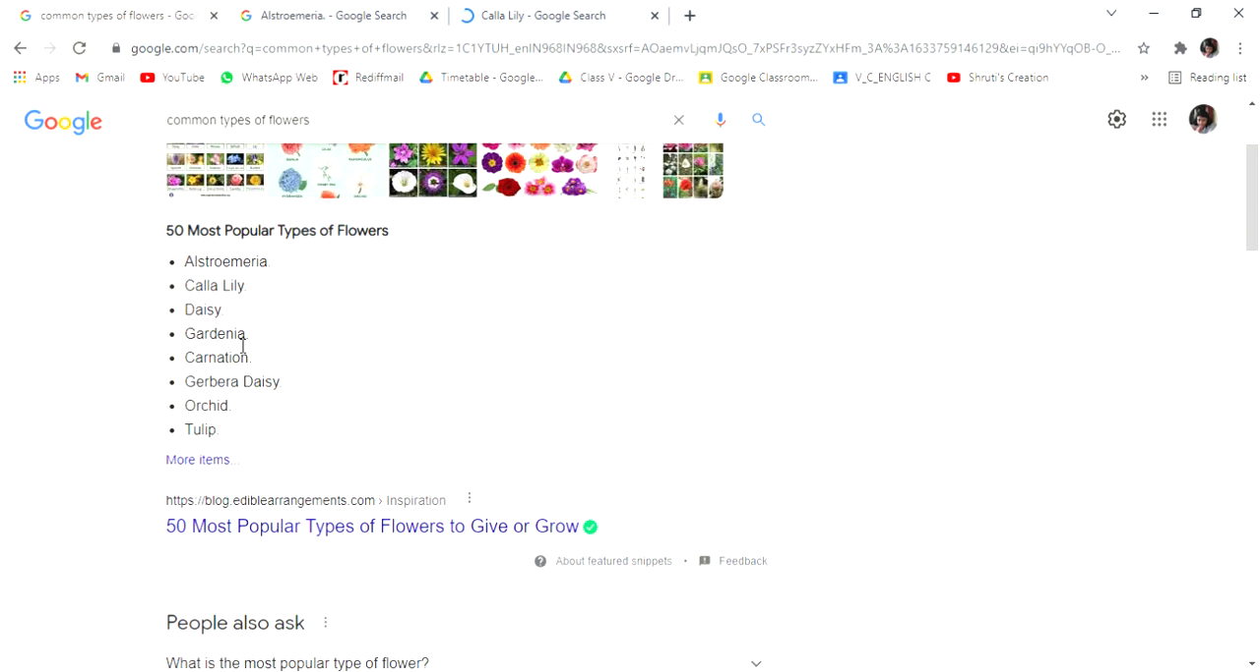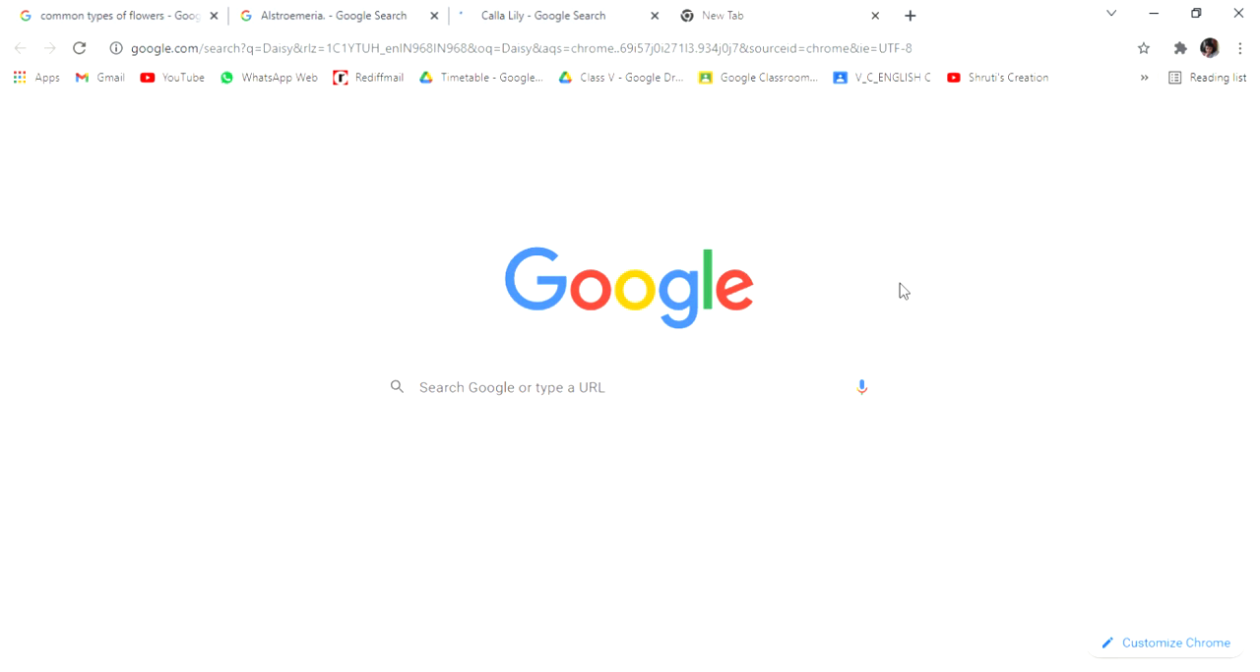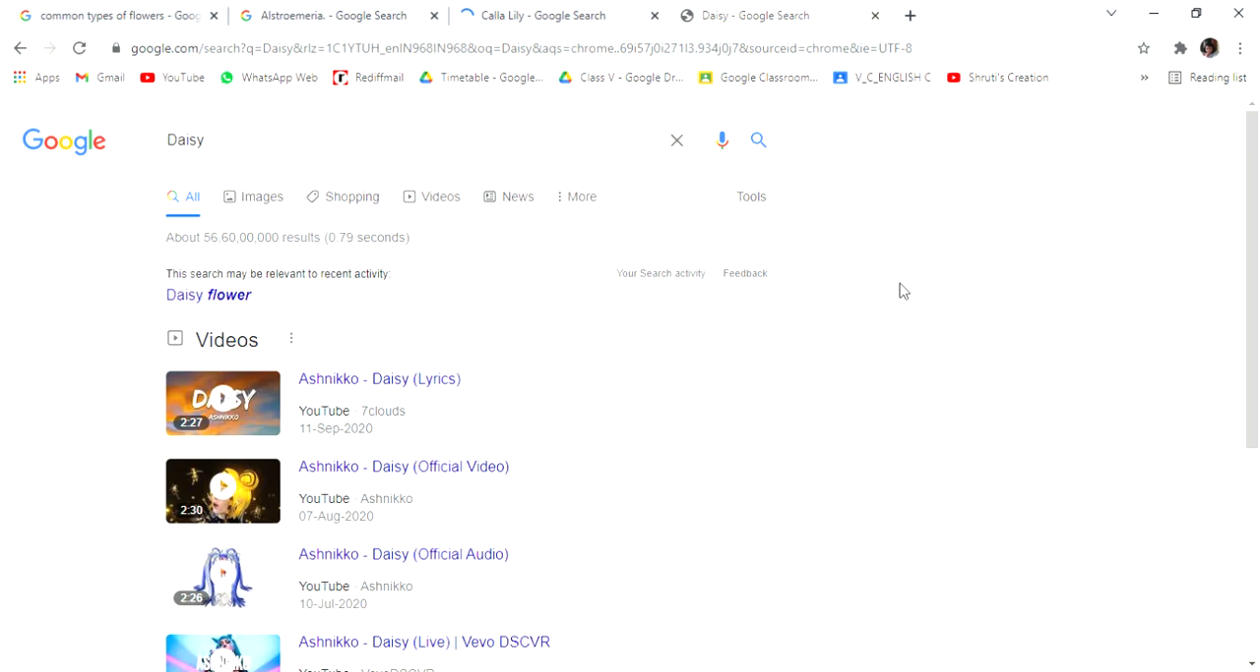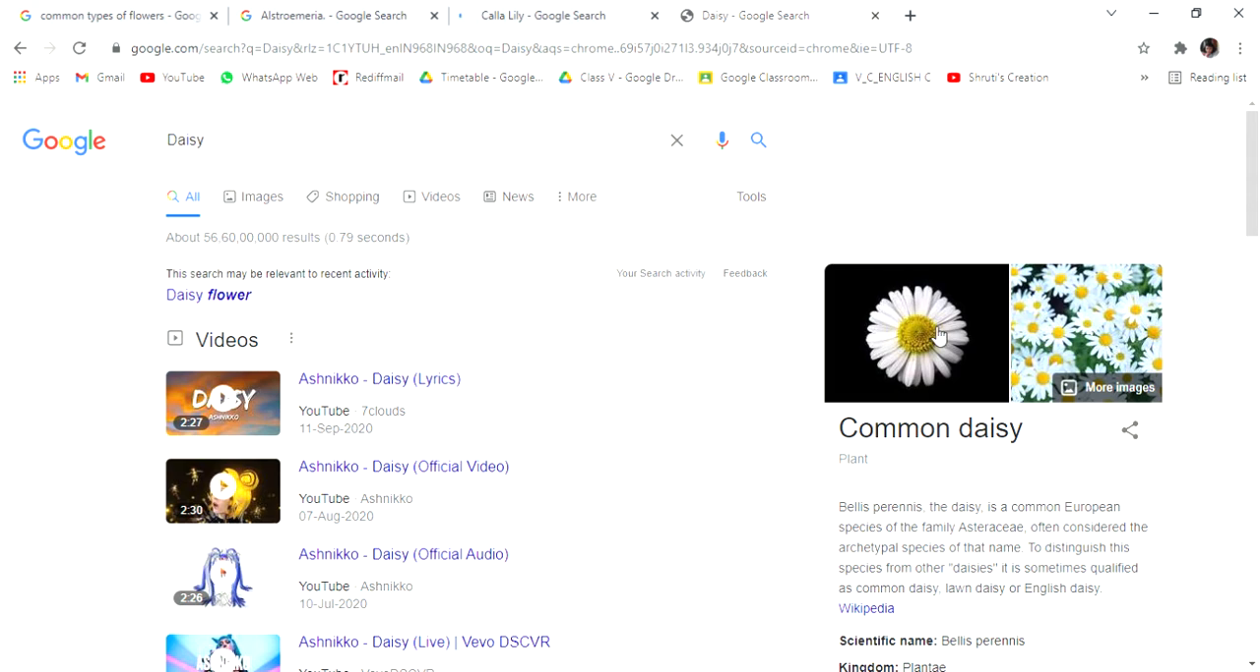Next one is going to be Daisy. We all know Daisy. Daisy is a very common flower, the white Daisy flower. You can see Daisy flowers in some nurseries and all. Okay, I told you it's a type of sunflower.